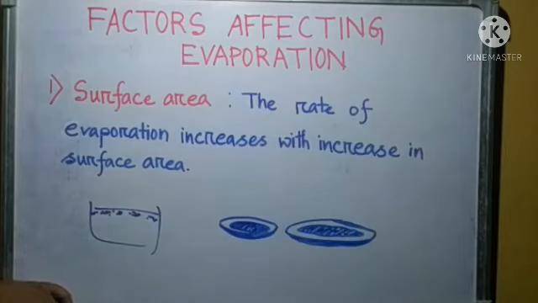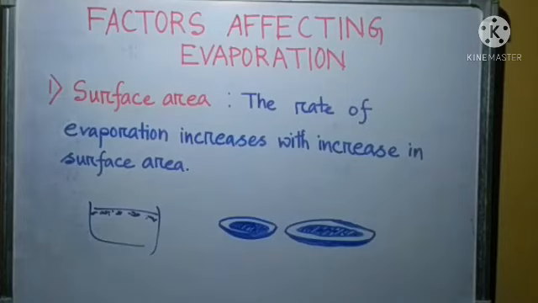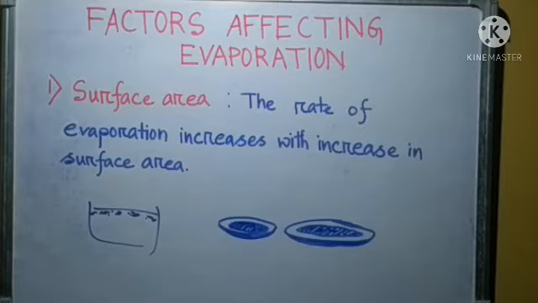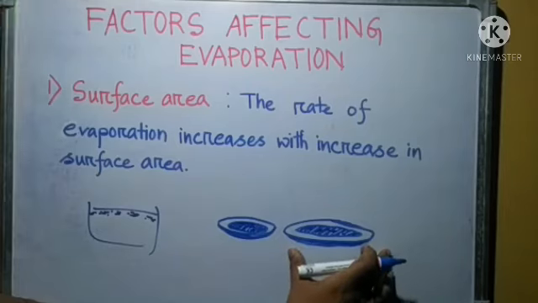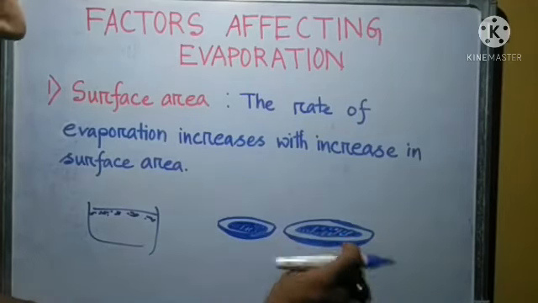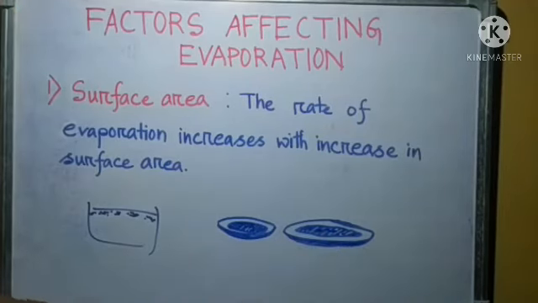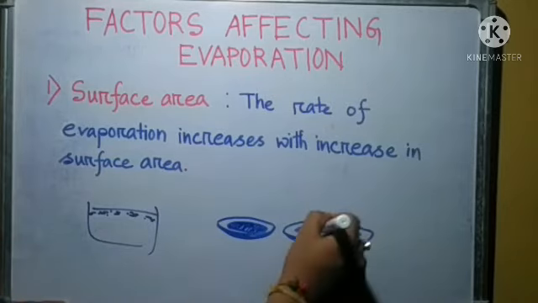If the number of particles at the surface is more, then the number of particles with higher energy will also be more, because the particles present on the surface have higher energy. So on the larger plate, where the surface is larger, the number of particles at the surface will be more. These particles at the surface have higher energy, so they will evaporate easily.